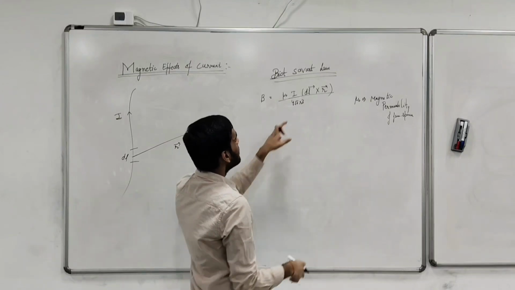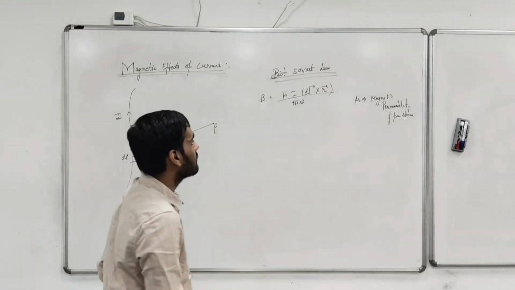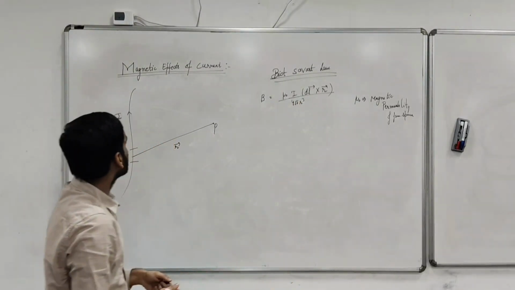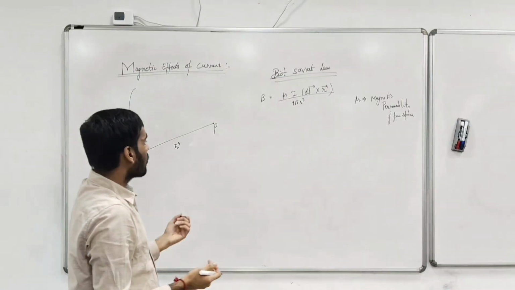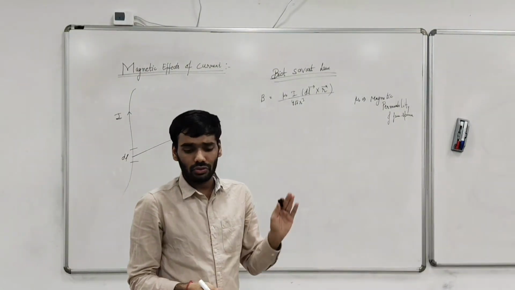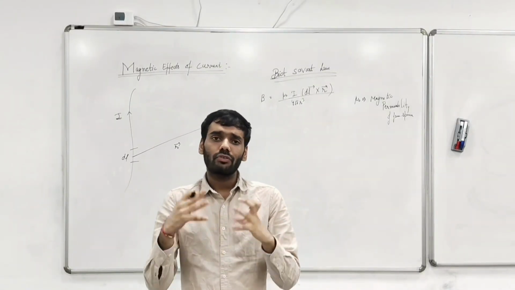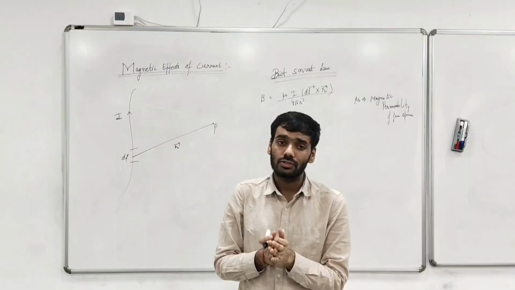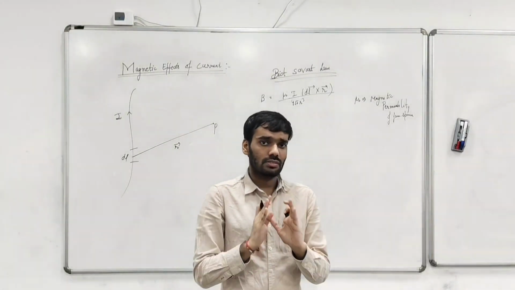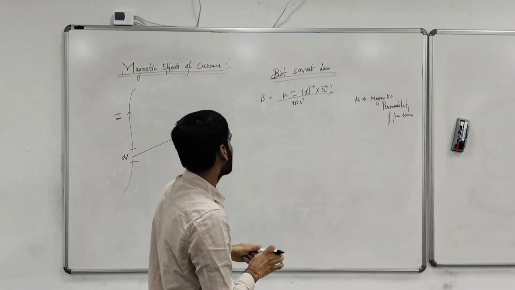Mu naught is the magnetic permeability, dl is the infinitesimal current element, R is the distance at which you want to calculate the magnetic field, I is the current in the wire. So this is the Biot-Savart law. A lot of questions come from this law. There is application of this law in various ways. They can give you a current loop, any kind of configuration, and ask you to find a magnetic field. It's very simple, but you have to be aware of how to utilize this formula in calculating the magnetic field.